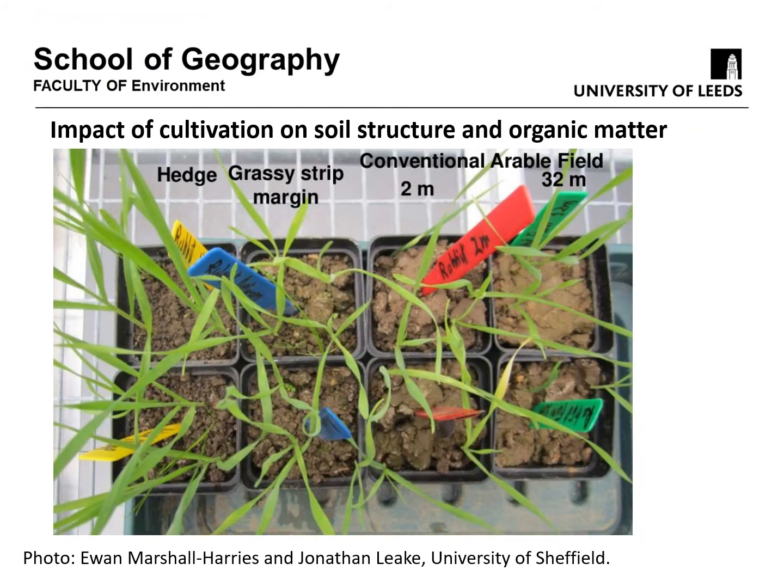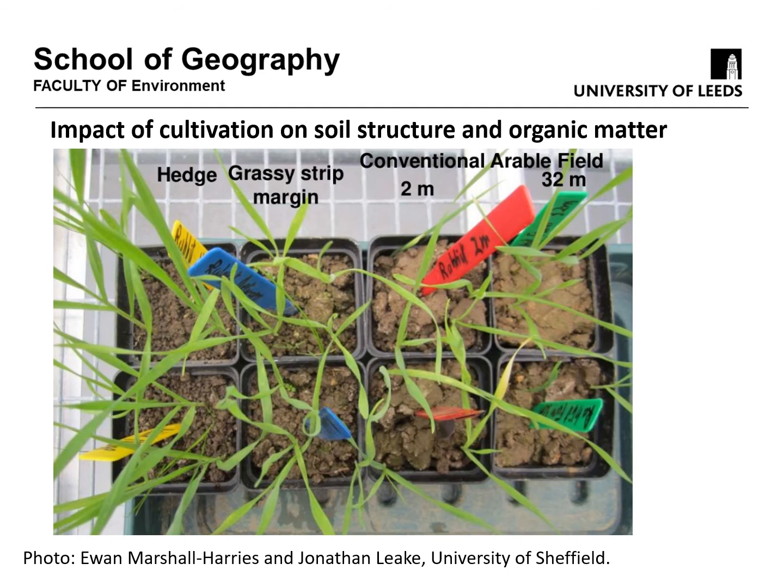Here are some soil samples taken from the University of Leeds farm. We have soil samples taken from beneath hedgerows, from grassy strip margins adjacent to the hedge, and then 2 and 32 metres into an arable field. What differences do you see in the soil as we move from the hedge to the arable? You should note 2 main differences. I hope you've got them.